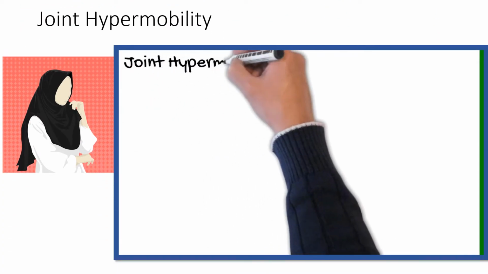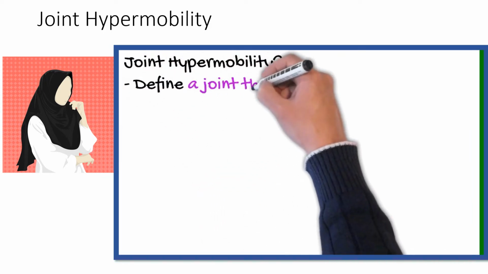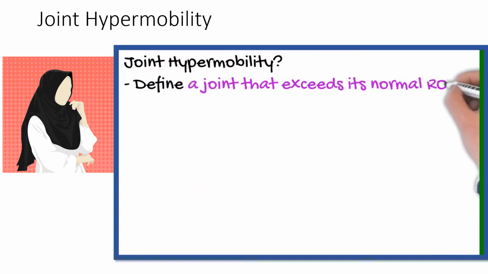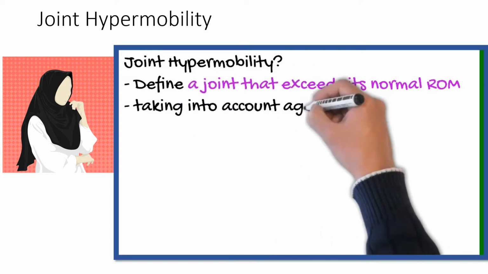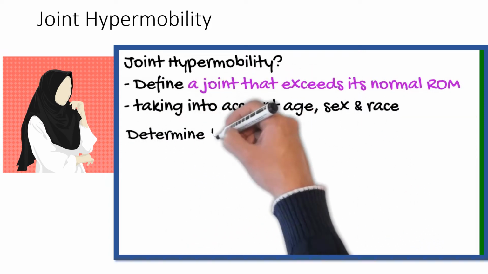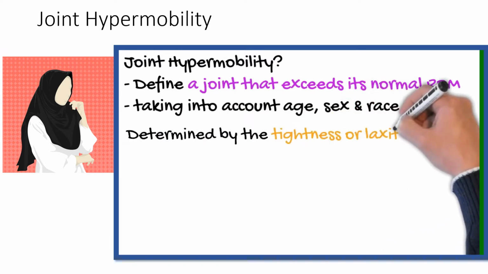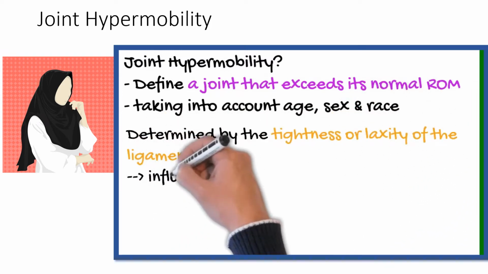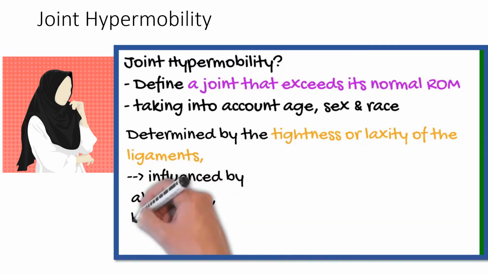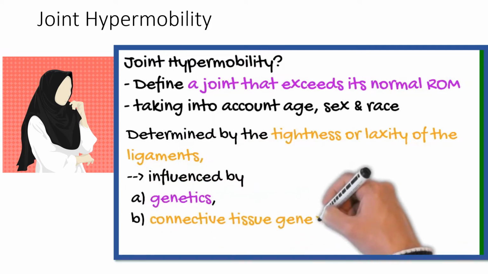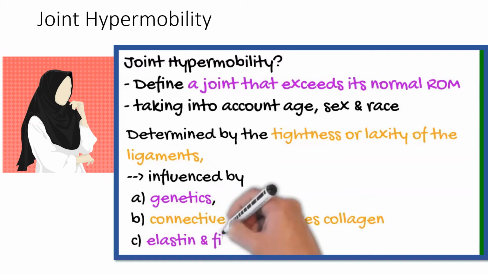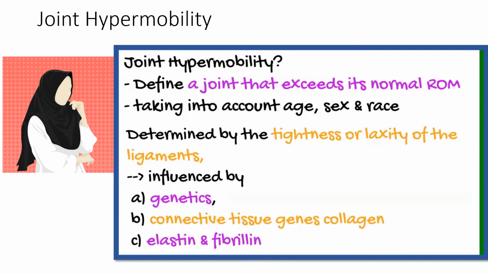Joint hypermobility is not a diagnosis, but a descriptor used to define a joint that exceeds its normal range of movement, ROM, taking into account the age, the sex, and the race. This feature is predominantly determined by the tightness or laxity of the ligaments, which in turn is influenced by A. Genetics, B. Connective tissue genes collagen, C. Elastin, and fibrillin. Okay, got it?